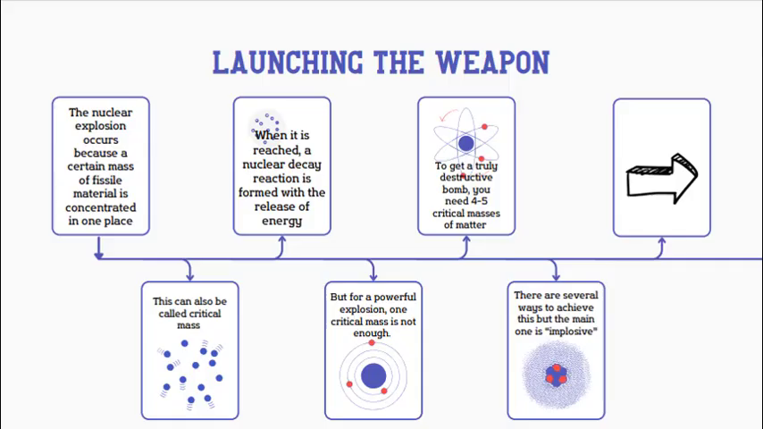For launching the weapon, the nuclear explosion occurs because a certain mass of fissile material is concentrated in one place. This can also be called critical mass. When it is reached, a nuclear decay reaction is formed with the release of energy. But for a powerful explosion, one critical mass is not enough. To get a truly destructive bomb, you need 4 to 5 critical masses of matter. There are several ways to achieve this, but the main one is implosive.